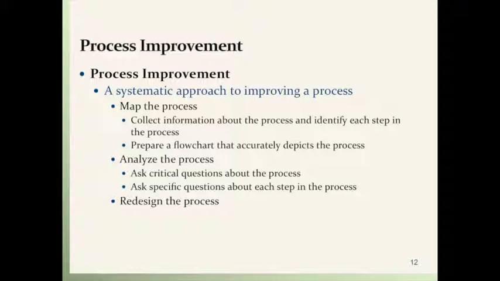Process improvement is a systematic approach to improving processes. Here are the steps. You map the process. You collect information about the existing process, identify each step in the process, and prepare a flowchart that accurately depicts the process. Then you analyze the process. You ask yourself critical questions about the process, specific questions about each step. And then you redesign the process. How do you make this better?